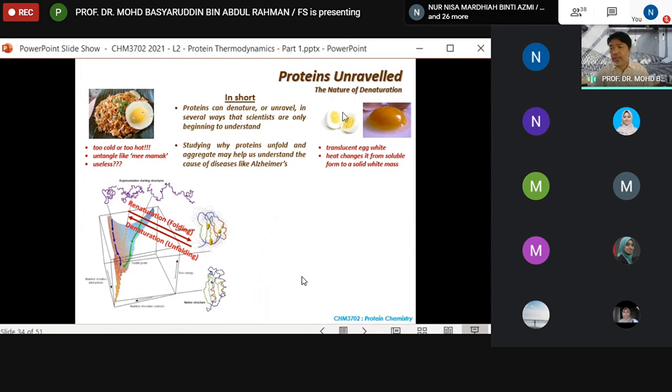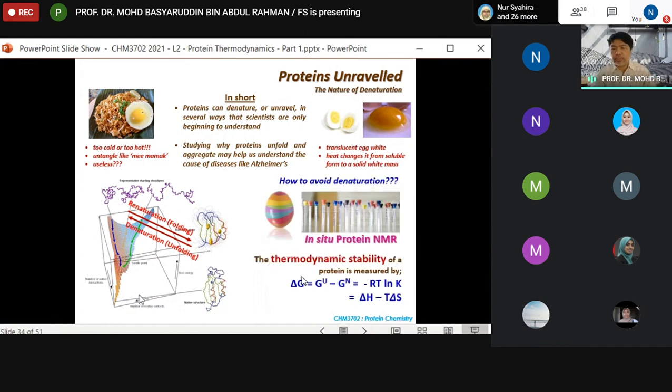But on this part, the translucent egg white, heat changes it from a soluble form to a solid white mass like this. So this is what people like to study, either through computational methods or we can also use NMR, and this is what I mentioned just now about the thermodynamic stability.